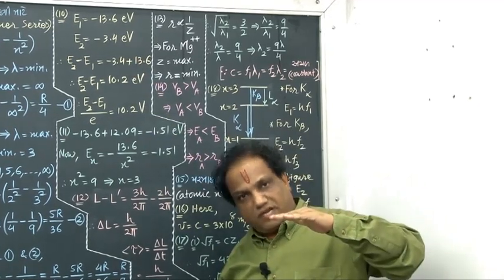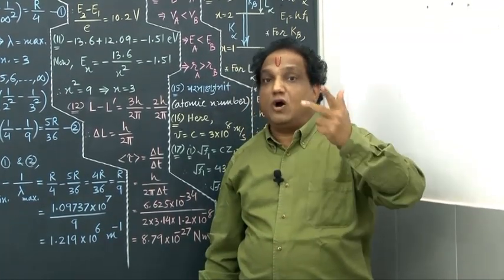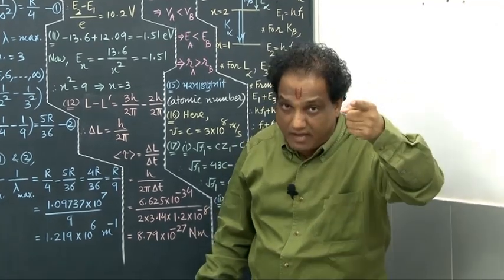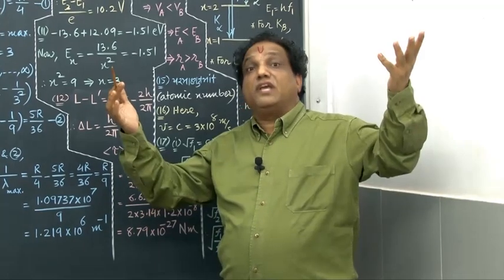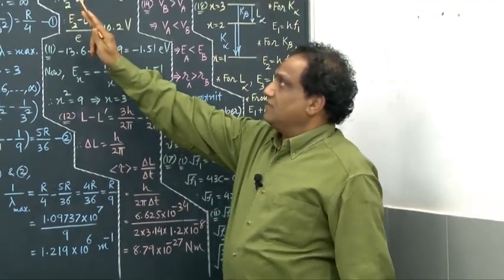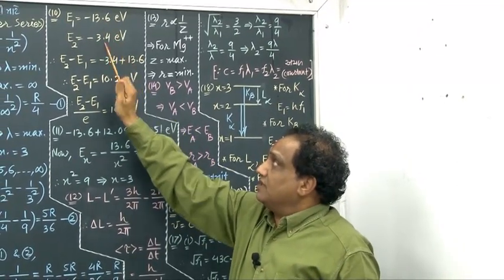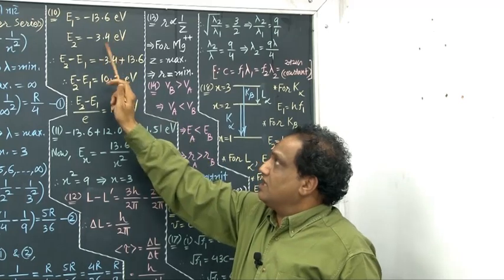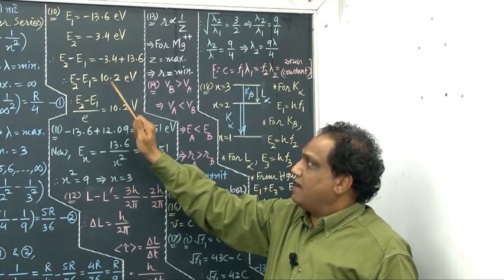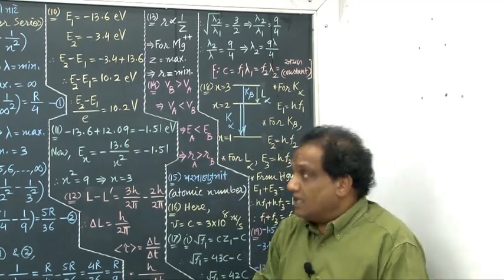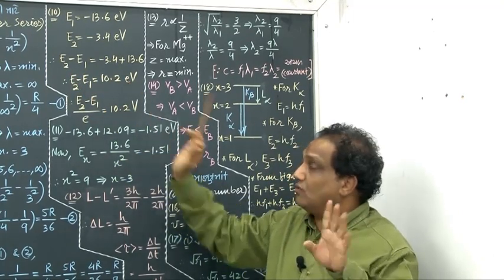What is the initial energy? Minus 13.6. Later it becomes minus 3.4. Then how much energy do you require to supply? Let us find out the increase in energy of the electron. Increase means final minus initial, so it is E2 minus E1. Minus minus becomes plus, so minus 3.4 plus 13.6. 13.6 minus 3.4, the answer is 10.2 electron volt. This is the minimum excitation energy because the unit is electron volt, correct?